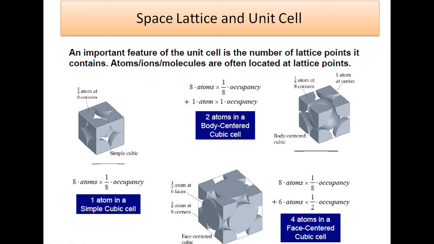Now as there are a total of 8 atoms at all the corners of the cubic unit cell, we will have 8 atoms into 1 by 8 occupancy of each atom per unit cell. So the contribution of each atom per unit cell is 1 by 8 and the total number of atoms at the corners is 8. So the total contribution per unit cell, if all the particles are present at corners, is equal to 1 atom.